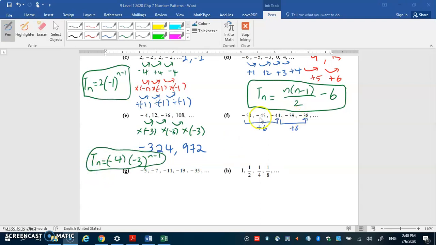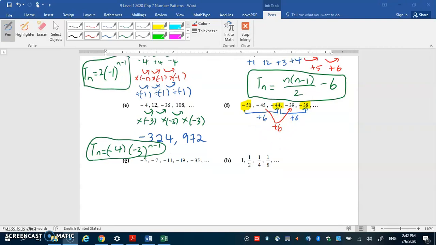Okay, let's look at part F. The numbers are negative 50, negative 45, negative 44, negative 39, negative 38. If you look at each number, there is no common difference from one number to the next. But let's say you look at alternate numbers: negative 50, then negative 44, and then negative 38. This is a plus 6, plus 6, plus 6, so that has a common difference. Same thing, if I look at negative 45 and then the number over here, there's also a plus 6.